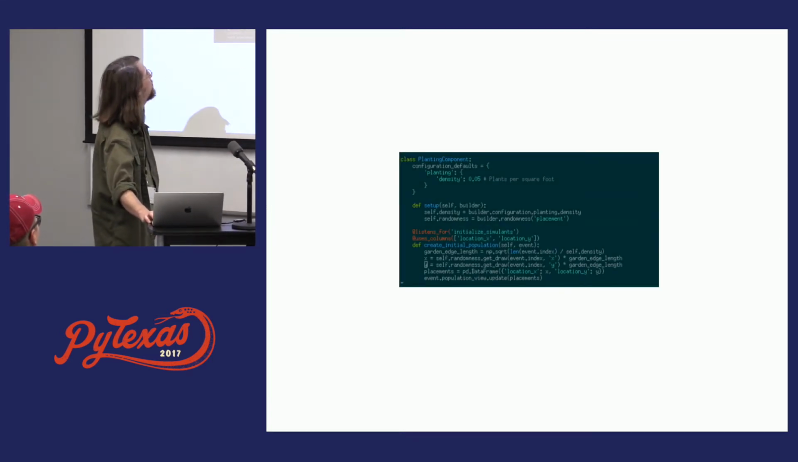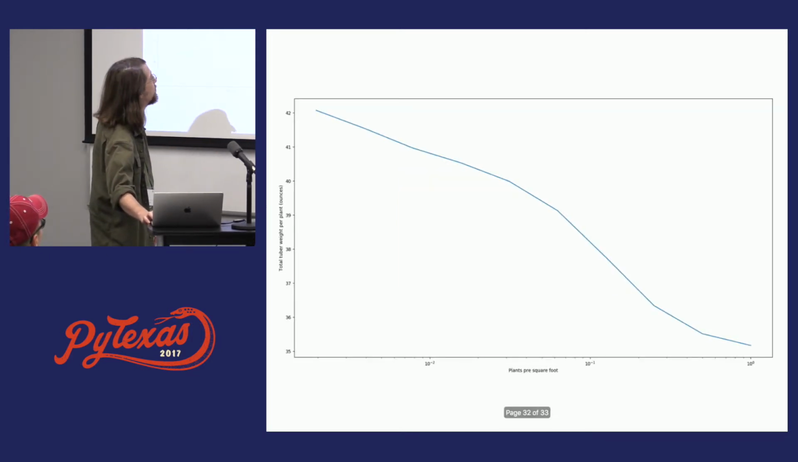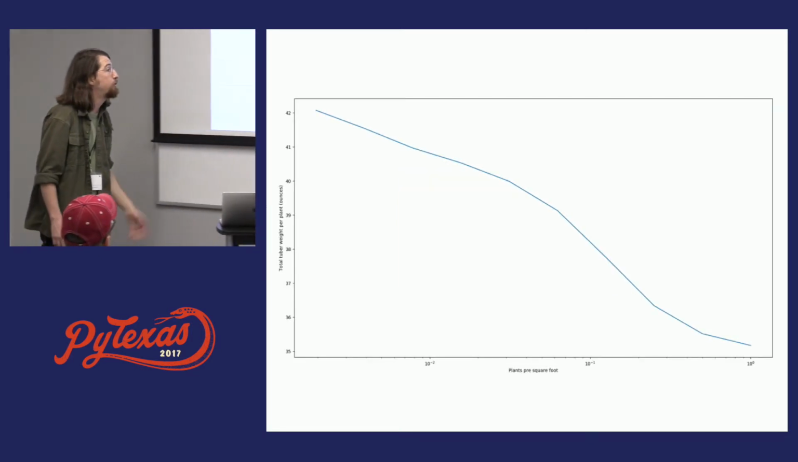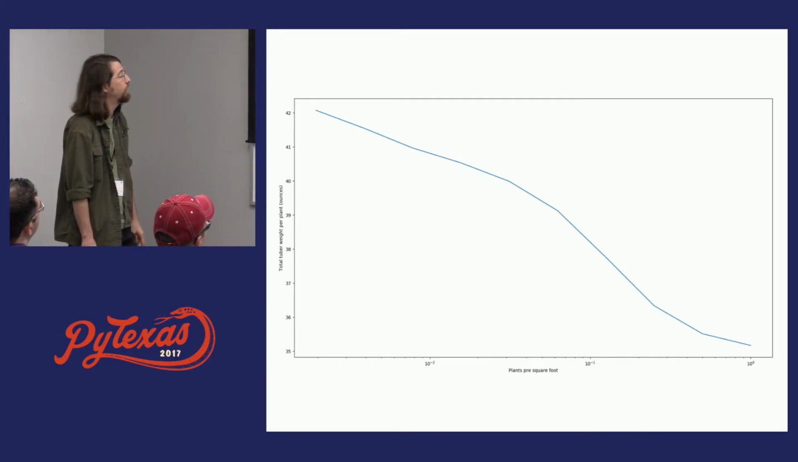This is the planting component. I'm not going to talk about it in detail. It just distributes guys randomly over the ground. So this is the kind of results that you might get out of a model like this.